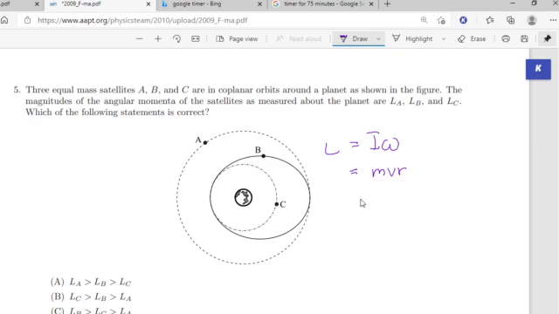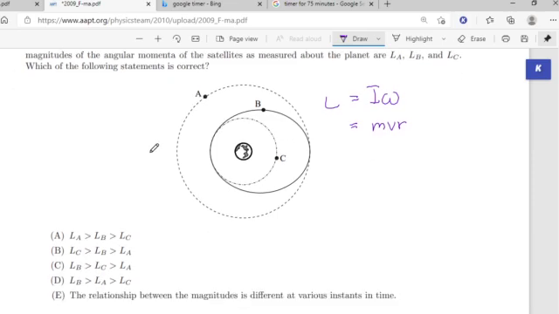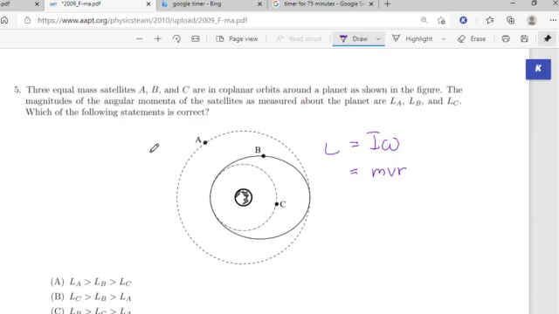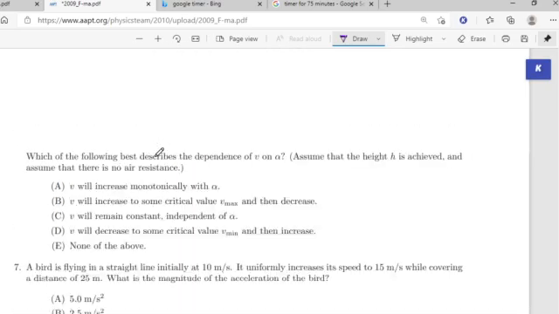Okay, so this is interesting. They all have the same mass. Does it say if they all have the same velocity? It says nothing about the velocities. So, actually, okay, I'll just get back to this one later.